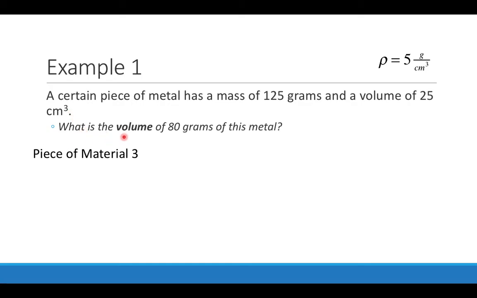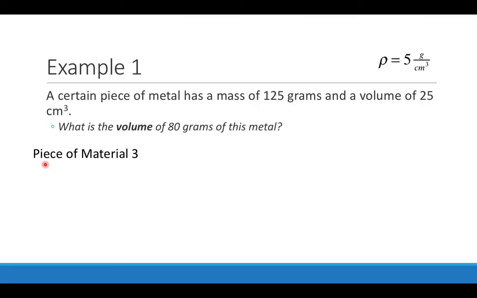All right, what is the volume of 80 grams of this metal? It's the same metal, so the density is the same. If I think about what's going on, I only have 80 grams. Before I had 125 grams. So I would expect that my volume for 80 grams is going to be less than 25 centimeters cubed.